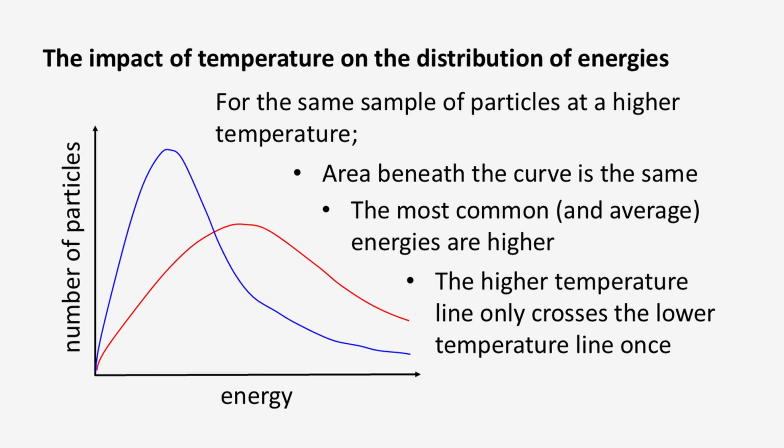For the same sample of particles at a higher temperature, the area beneath the curve must be the same. The most common energy and average energies are higher. The higher temperature line only crosses the lower temperature line once.